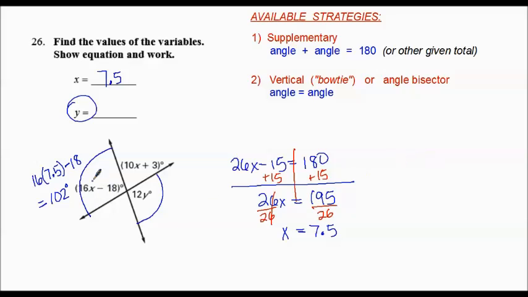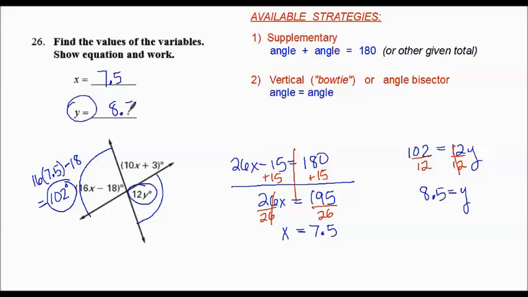So now, since these two are vertical angles, they should be the same. This 102 should be the same as this 12y. So when I write that in math symbols, 102 is equal to 12y. So I can easily figure out what y is now. Divide both sides by 12, and you have y is equal to 8.5. And that is the other value that they want here. And you're done.